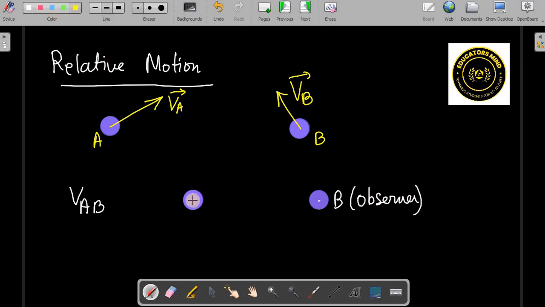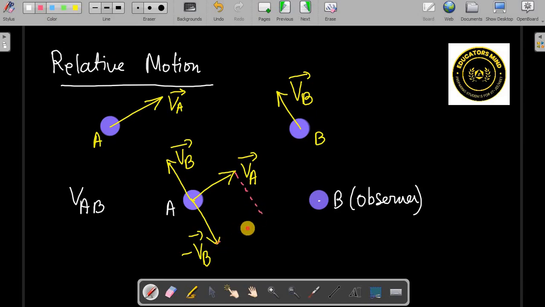So what will happen, this velocity of A, which is like this VA, will be like this only. But B will add its negative velocity to A. So the negative velocity of B is in this direction. This is the velocity vector of B. Negative of that will go in this direction. This is minus velocity of B. Now the resultant of these two, using parallelogram law, we can calculate. So this will be the resultant velocity of A with respect to B.